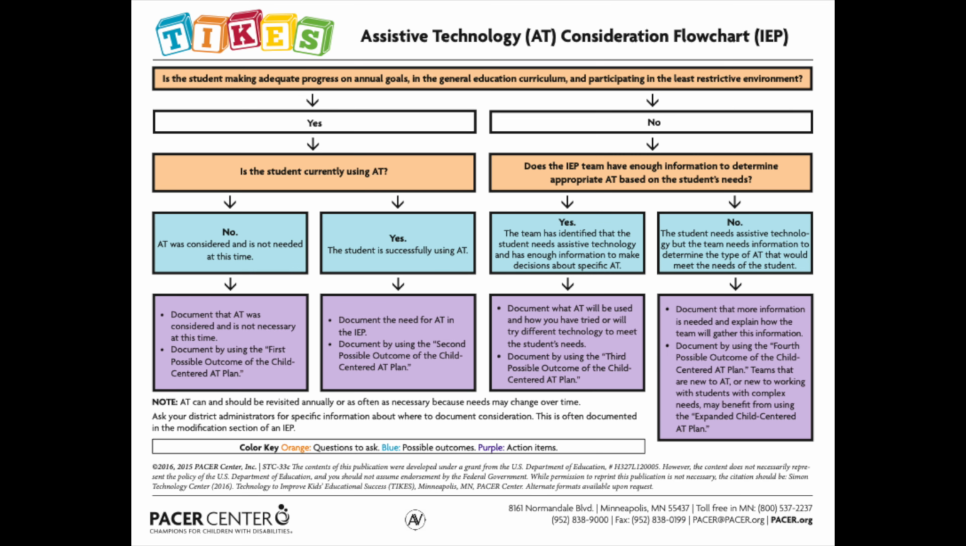The other way that I like to think about this is sort of like a flow chart, and there's a bunch that exist. The PACER Center has another, again, very straightforward one. We'll link this as well. It's essentially a flow chart to ask those questions. So the question is: is the student making adequate progress on their annual goals in the general ed curriculum and participating in the least restrictive environment? Yes or no?